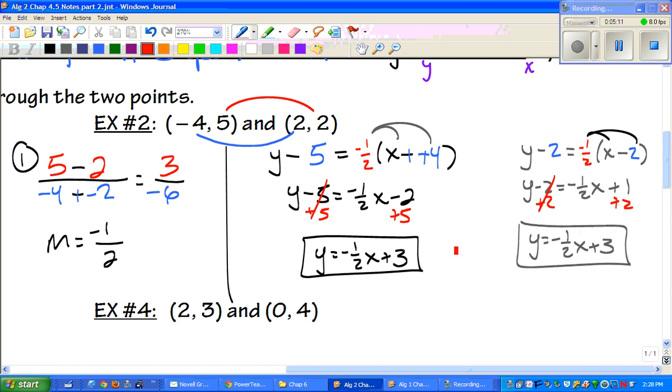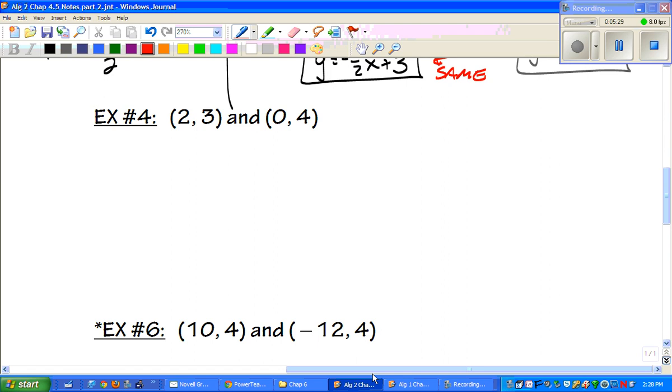Okay? I don't know if you can tell this or not, but both of those are the exact same. Okay? So it doesn't matter which point you use. You can use either one. The reason why you can do that is it's the same line. It's going to have the same equation. All right?